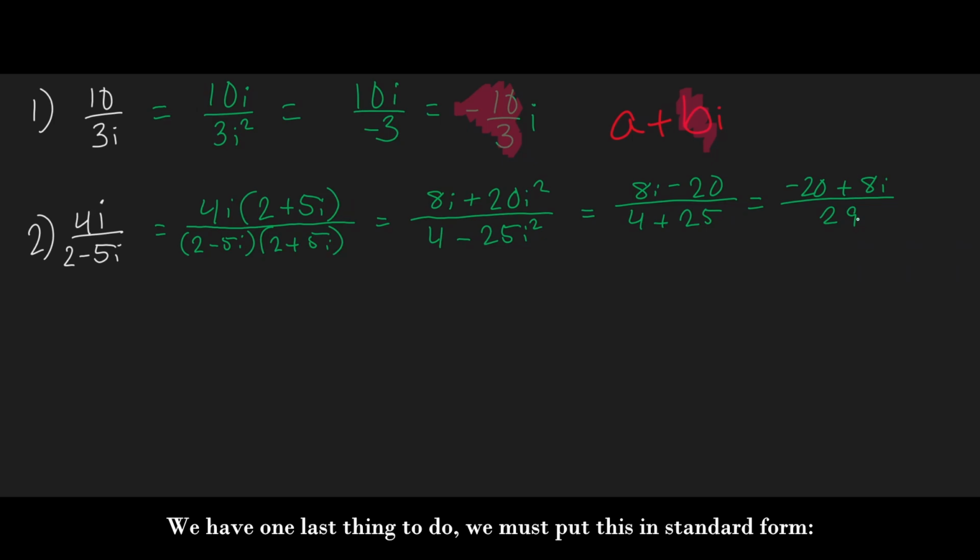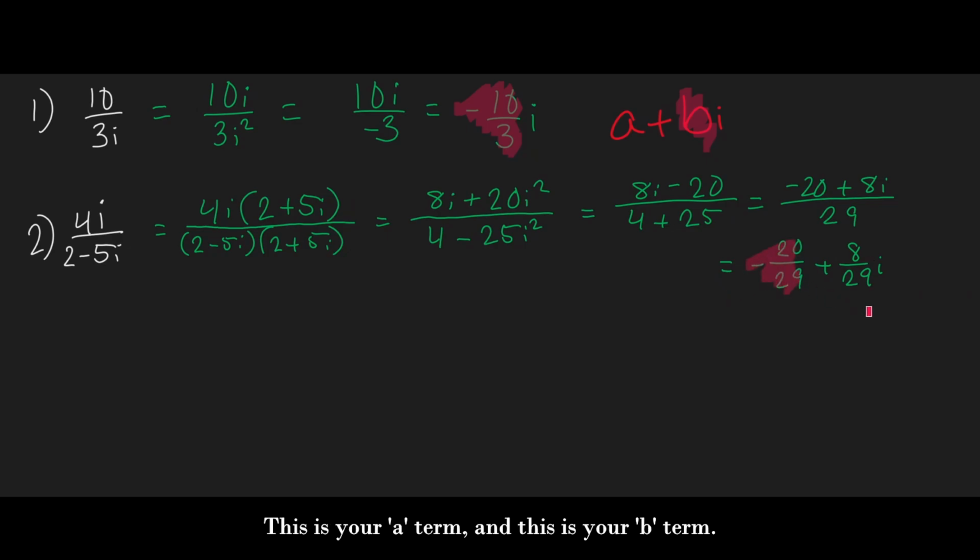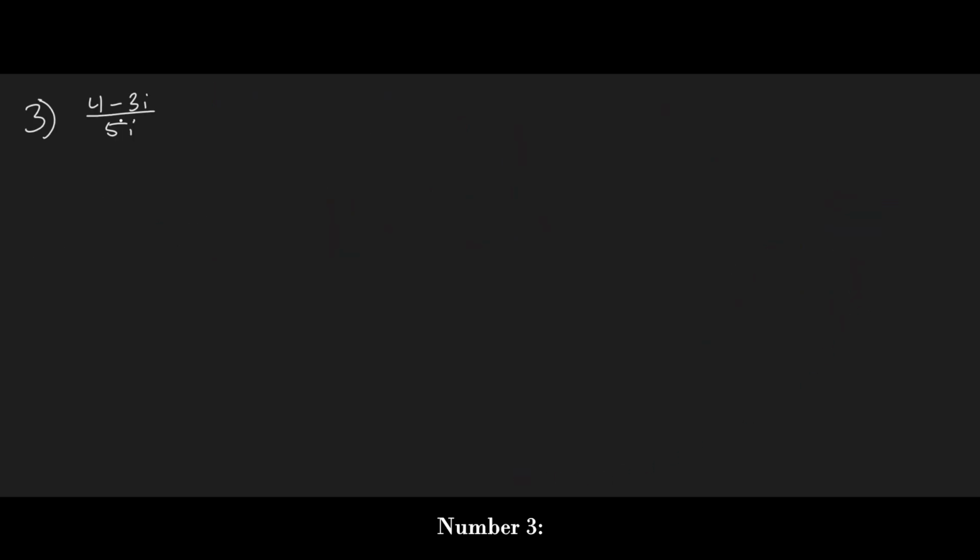We have one last thing to do. We must put this in standard form. -20 over 29 plus 8 over 29i. This is your a term, and this is your b term. Number 3. 4 minus 3i divided by 5i.